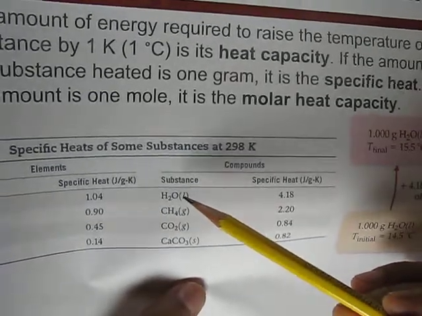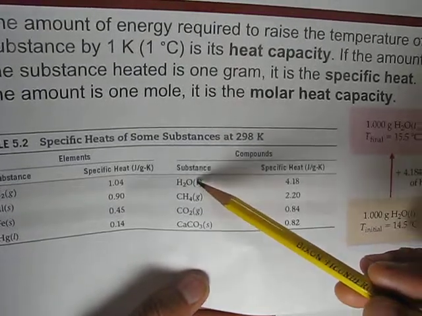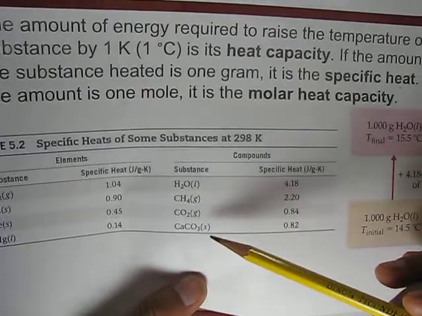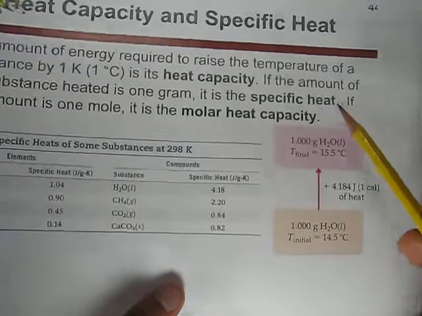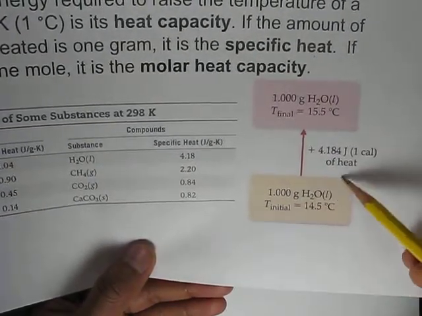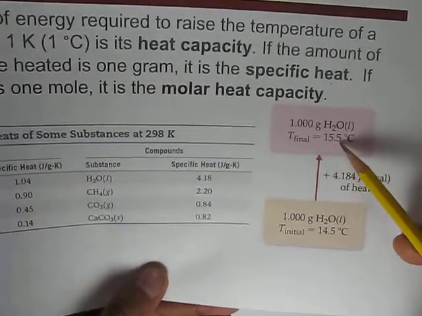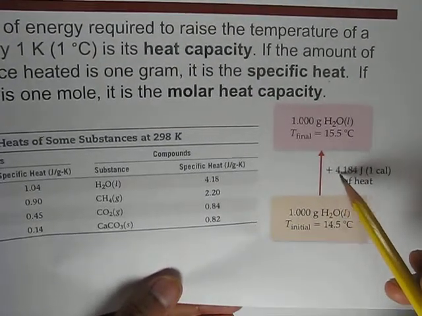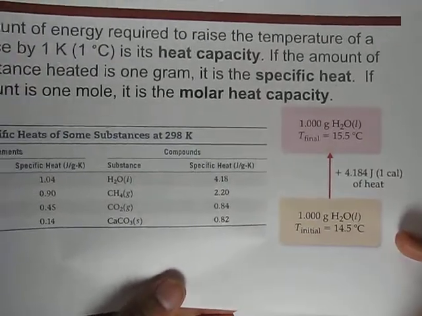In the same way, standard or reference values are given in this table for 1 gram of water, 1 gram of methanol, 1 gram of carbon dioxide gas, and 1 gram of calcium carbonate. So if we are taking 1 gram of water at 14.5 degrees Celsius, and we need to increase its temperature by 1 degree Celsius, we require 4.18 joules of heat.